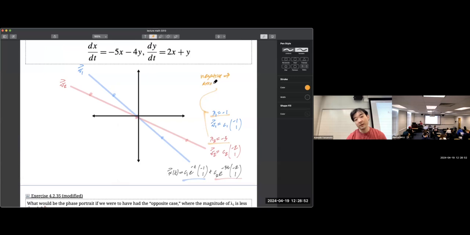Arrows point into the origin, which automatically is going to make this a stable node, because all the trajectories approach it. It will be not just stable, but asymptotically stable. Let's draw those arrows.